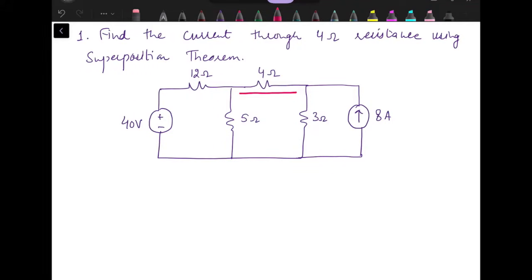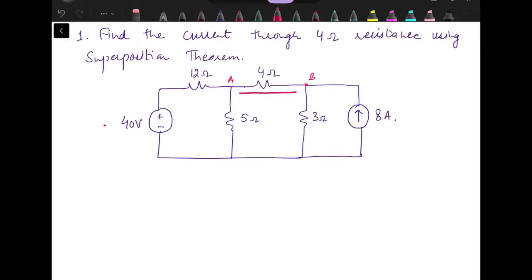As we have two independent sources, 40 volt source and 8 ampere source, we have to solve the circuit twice. Once when the voltage source is active, second time when current source is active, and then we will find out the resultant current through this 4 ohm resistance. I am considering this terminal as A, this one as B, so that we can find out whether the current is flowing from A to B or B to A.